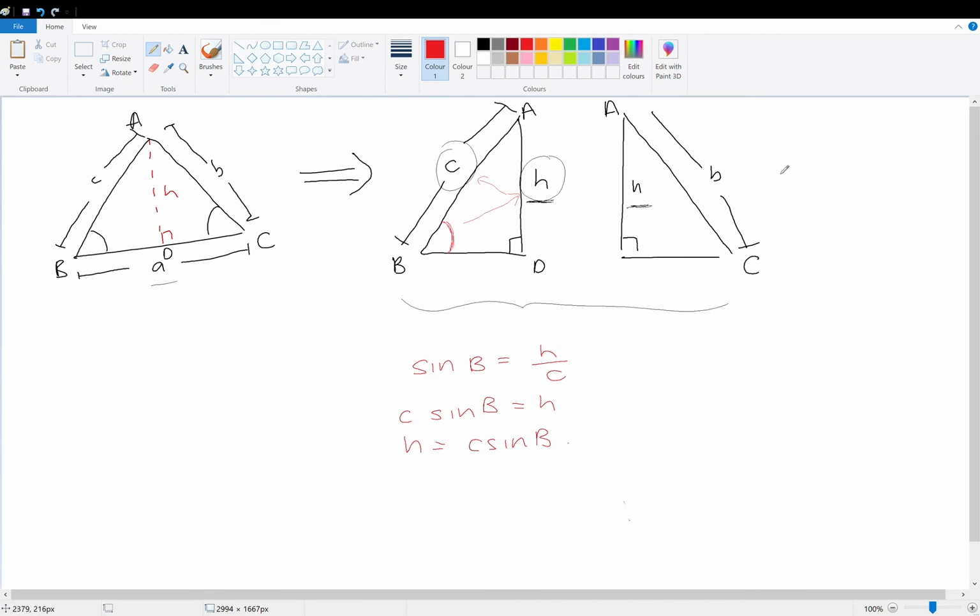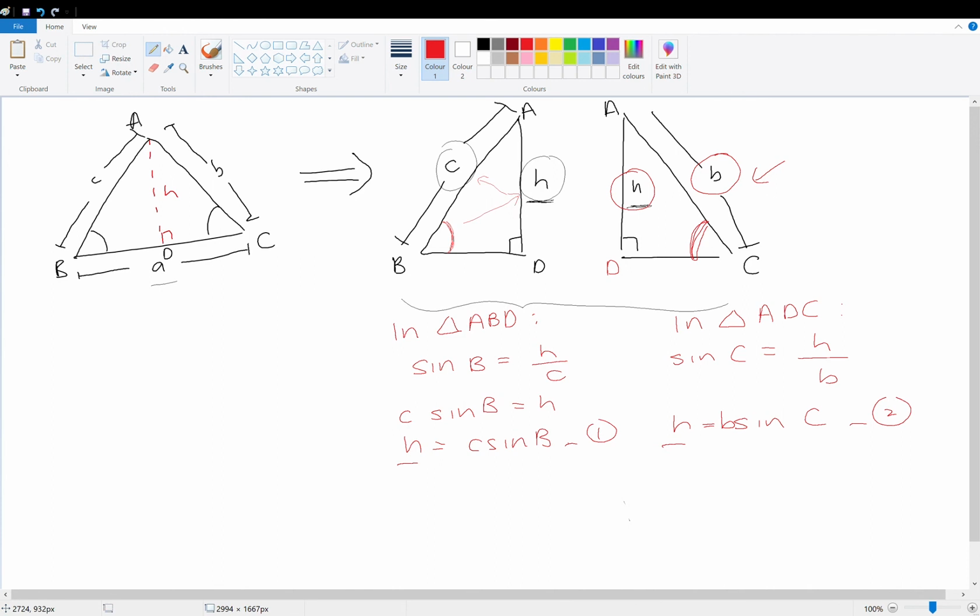Then for this other triangle, again I want to use the sine ratio. So I have opposite over hypotenuse, so I'm going to use this angle, which is sine C equals h over b, and then with h being the subject, h equals b sine C. So you can see I have two equations. This one is in triangle ABD, this is in triangle ADC. I have two equations that have h as the subject, so I can make them equal each other since they both equal the height.